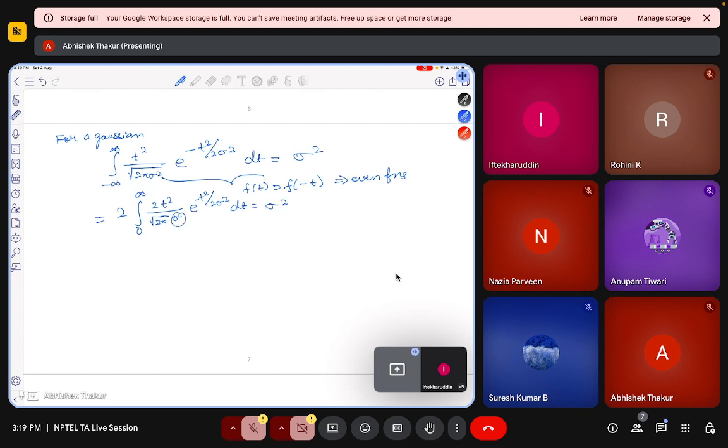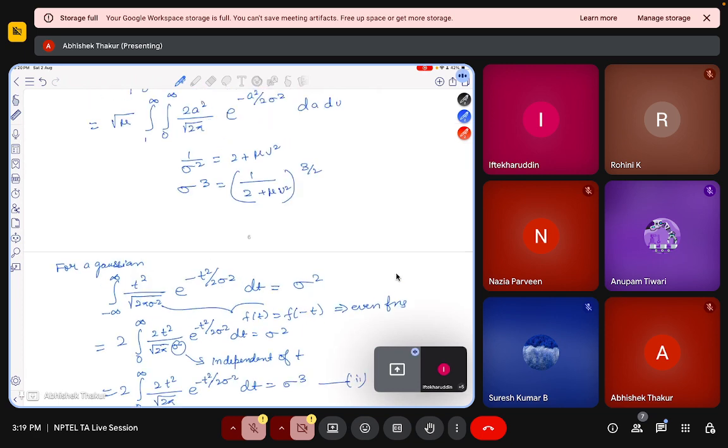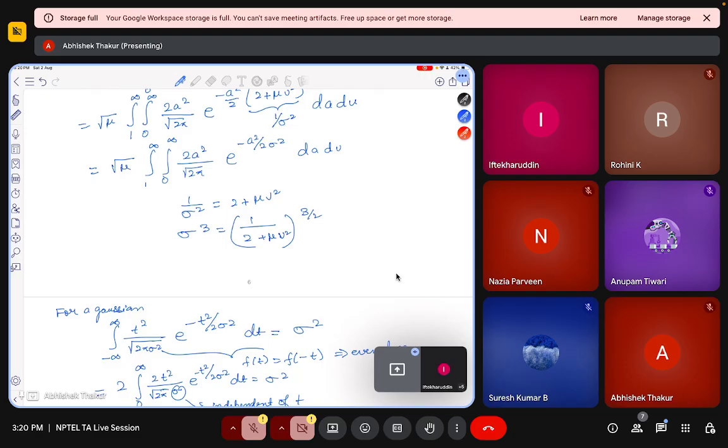So now this is independent of t, so we can take it out. So we can write the integral 0 to infinity 2t squared by square root 2 pi, and this we can write as sigma cube, because this sigma will come to the right hand side. Okay, and this is our first equation. Let's take this equation as the first equation.